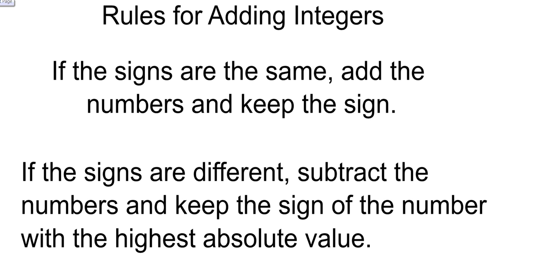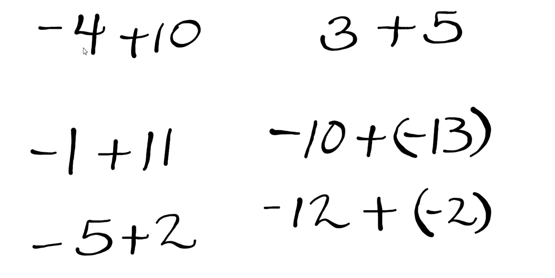So let's take a look at some examples. -4 plus 10. When we look at -4 plus 10, we need to see the signs of these two terms. This first term is -4. It is negative. The second term is a positive 10. These signs are different. So since these signs are different, we're going to subtract these numbers. 10 minus 4. Now 10 minus 4 is 6.